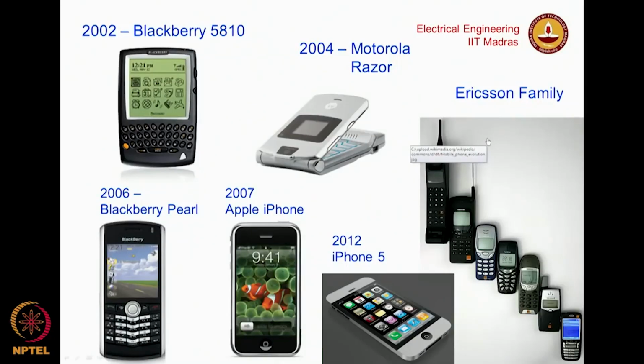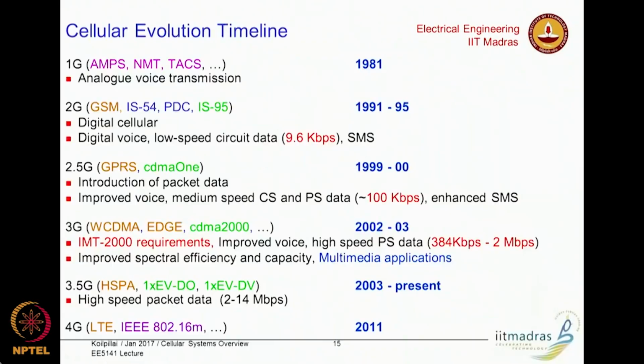The first QWERTY keypad came out in 2002, and of course the minute the iPhone came around, the whole smartphone phenomenon started, 2007. And on the right hand side, you see the Ericsson family started out with a big phone, went all the way small, and I guess now we are back somewhere in the medium size. So that's been a very interesting evolution, what happened in terms of the cellular handsets.